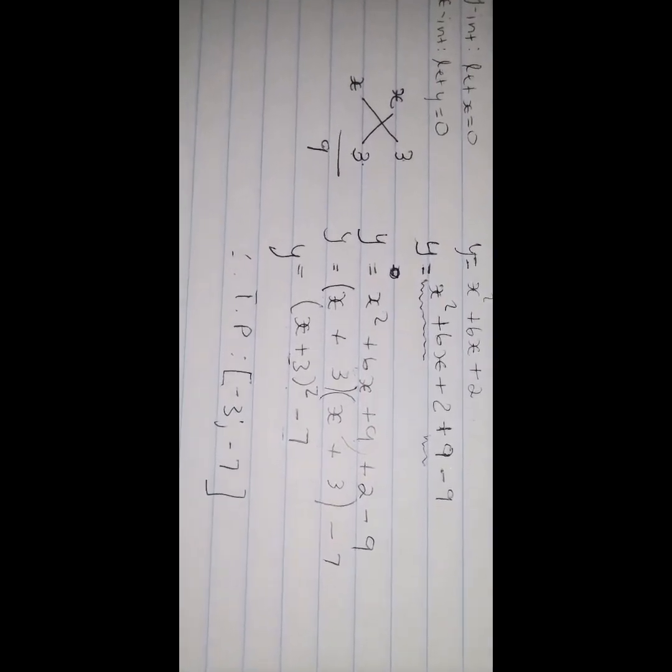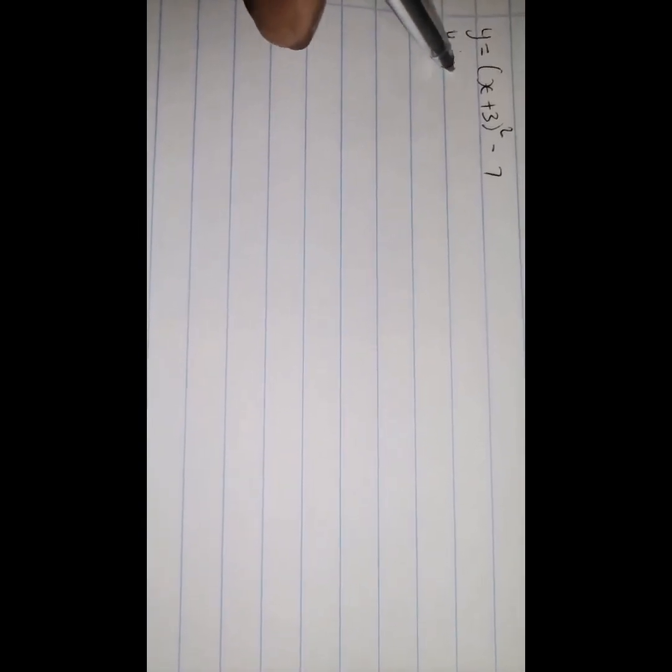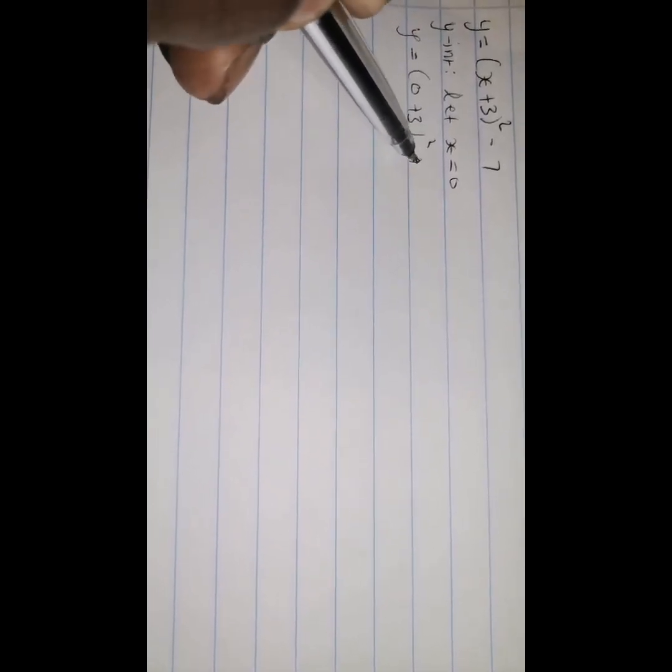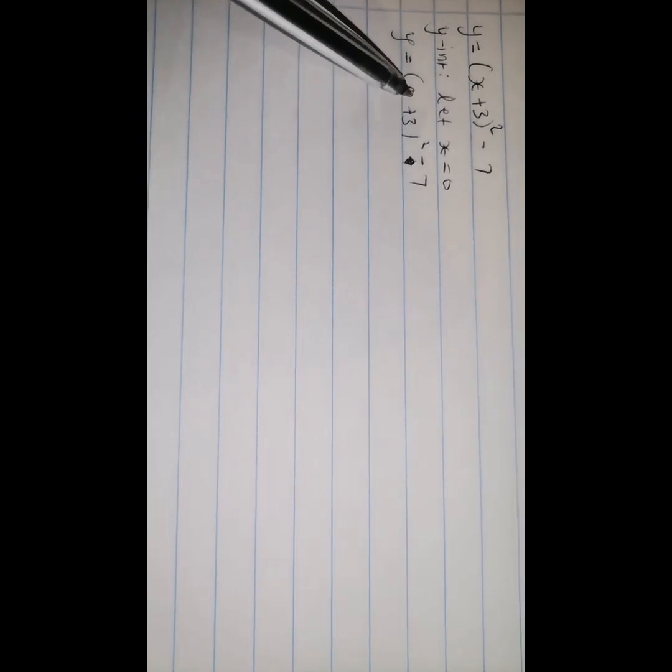Now let me just draw the graph of this function: y equals x plus 3 squared minus 7. Now let's find the coordinates of the y-intercept and x-intercept here. Y-intercept: let x be 0. Y equals 0 plus 3 squared minus 7. 0 plus 3 squared is 9. 9 minus 7 is equal to 2. Then the coordinate of the y-intercept is 0 and 2.